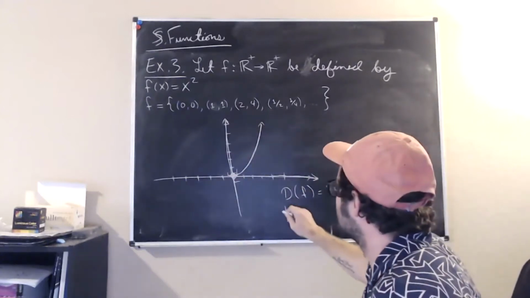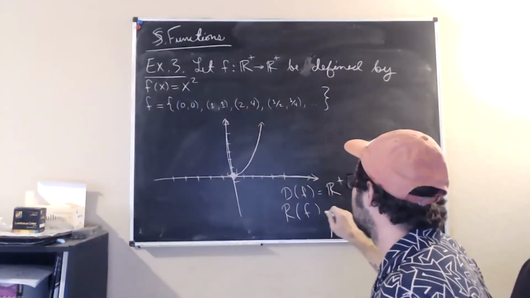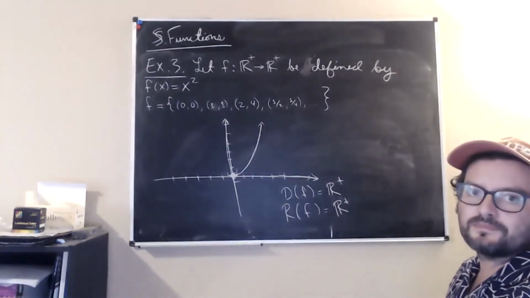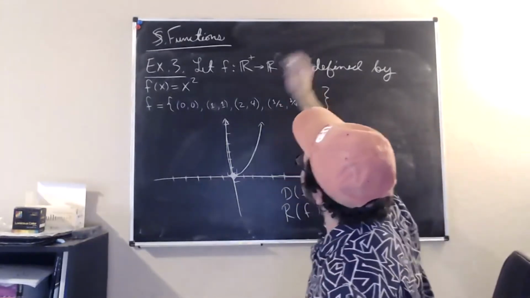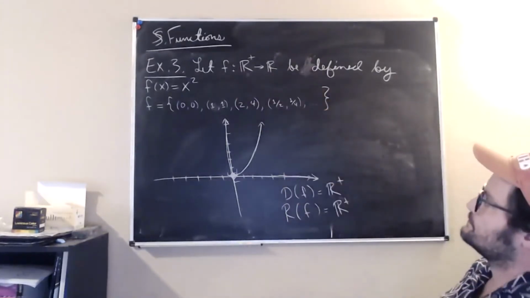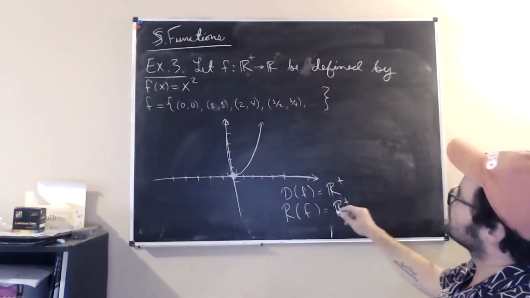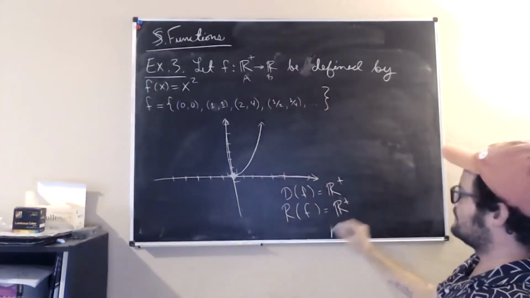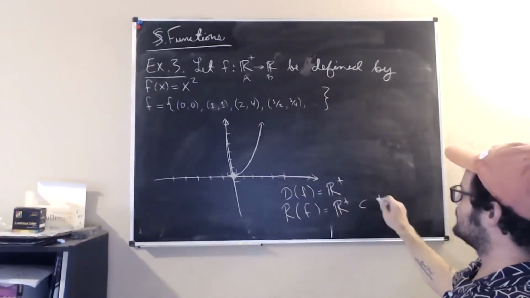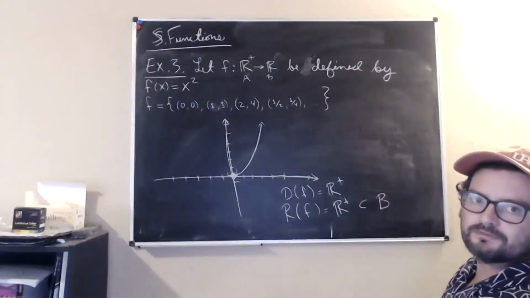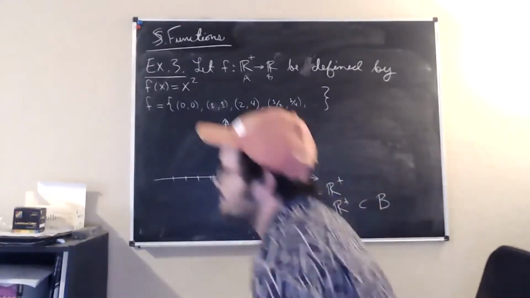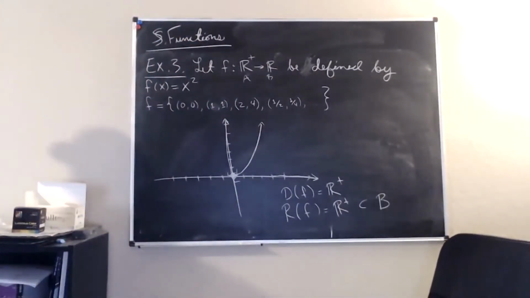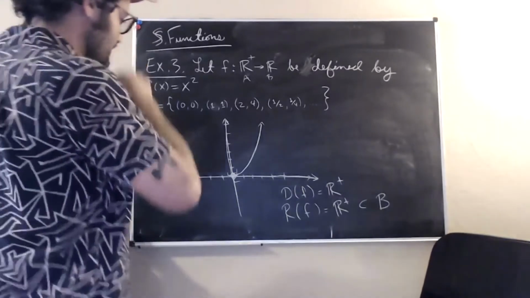So the range of f is going to be R plus as well. Oh, so R plus to R. Okay, but notice if this is your A and that's your B, then the range is strictly contained in B. Okay, so let's move on to our next definition.